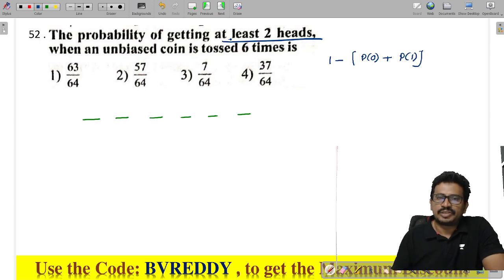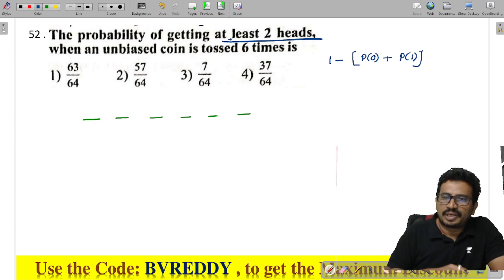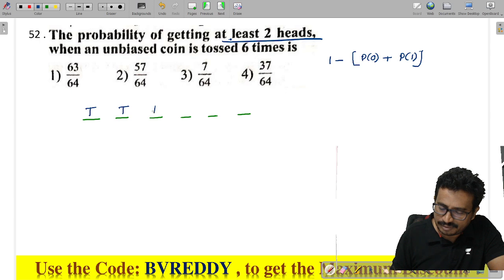If at least 2 means 2, 3, 4, 5, 6, there are so many combinations possible. So tell me, what is the probability of getting 0 heads? It means all tails must happen. Right? All tails must happen. So that means how many combinations are there? 1 combination.